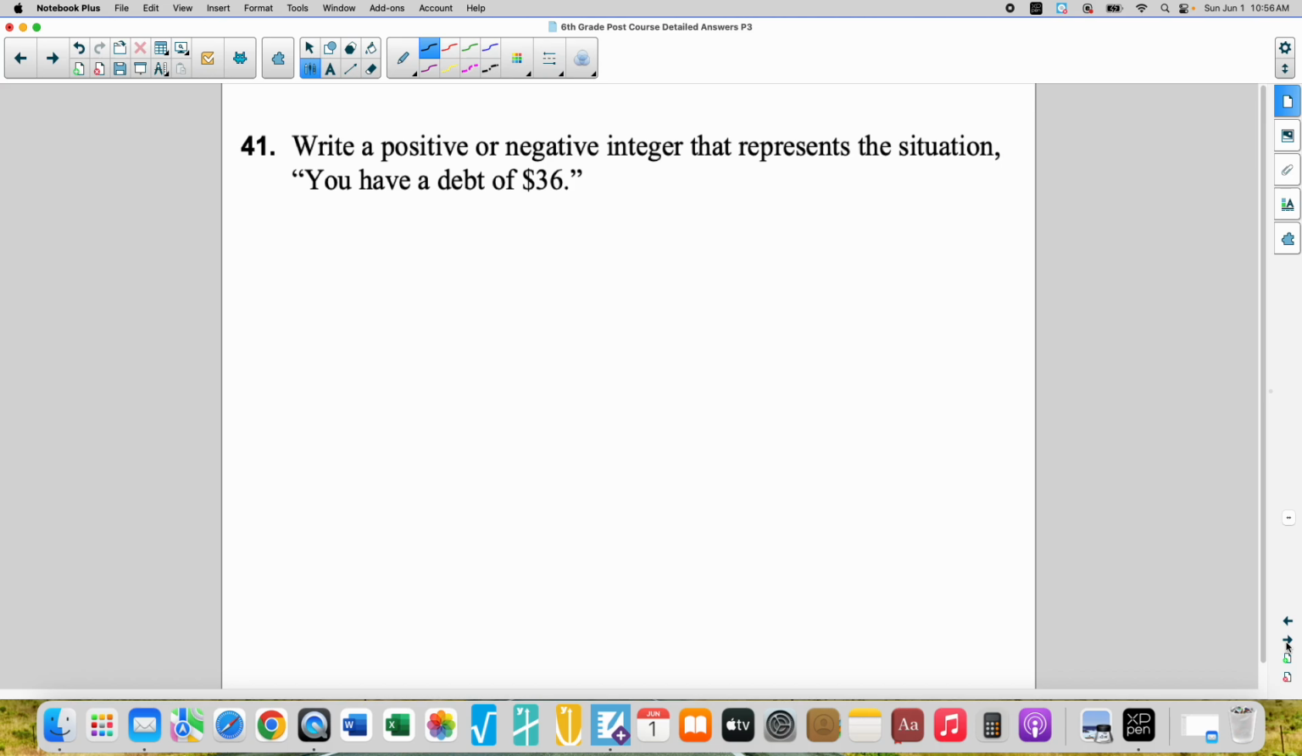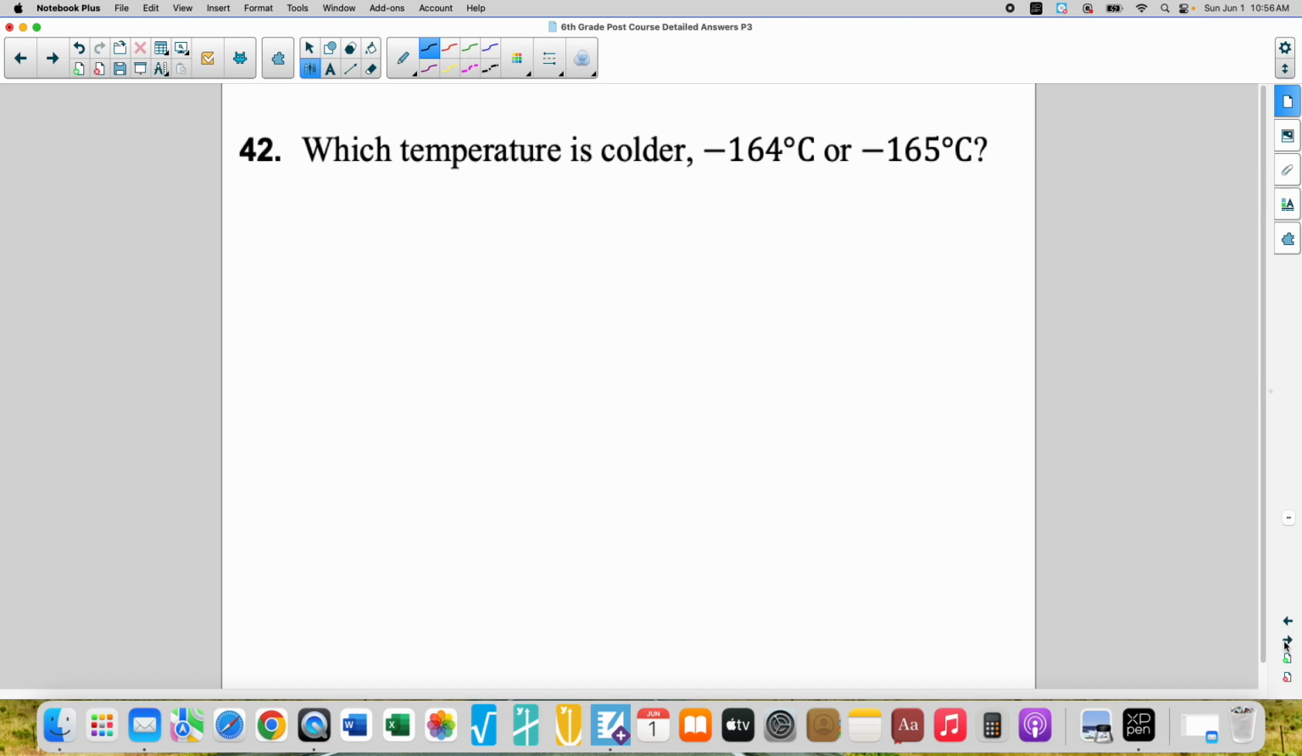Write a positive or negative integer that represents the situation. You have a debt of $36. So that would be negative 36. Debt is owing. You owe people money, so that is money you don't have. So it would be negative 36. Easy as that.